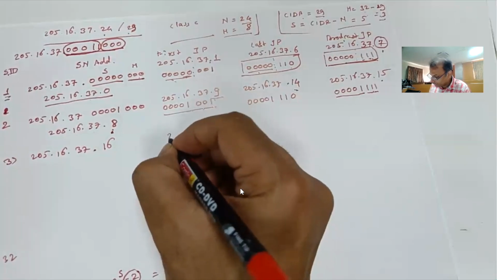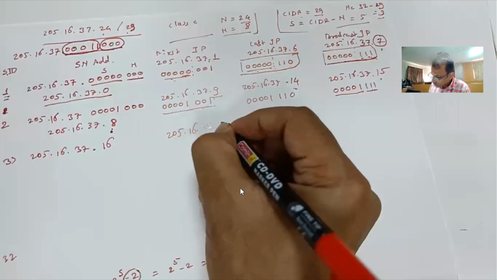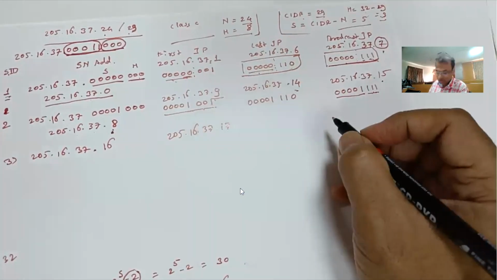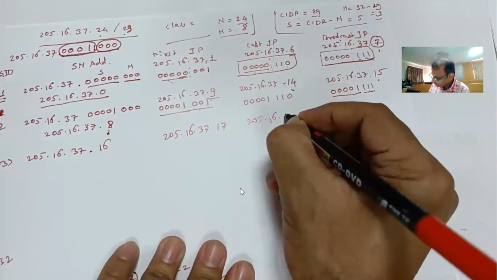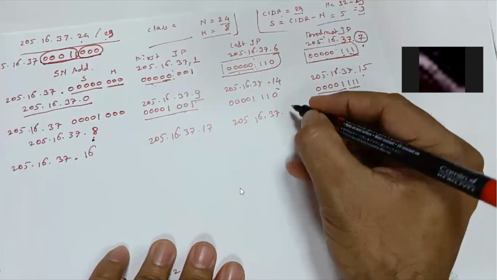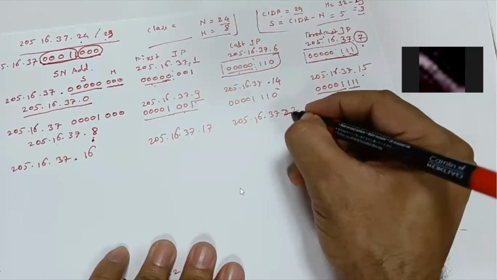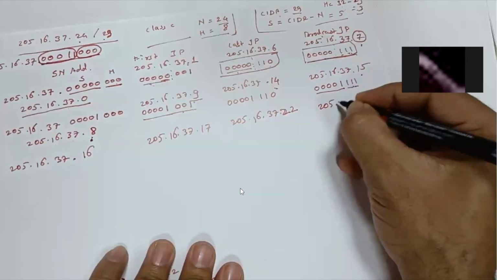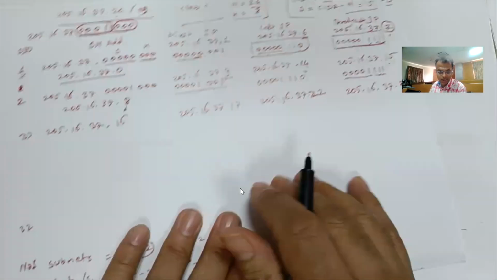First IP in this network: 205.16.37.17. What is the last IP? 22. Correct. 23 is the broadcast address, and so on.